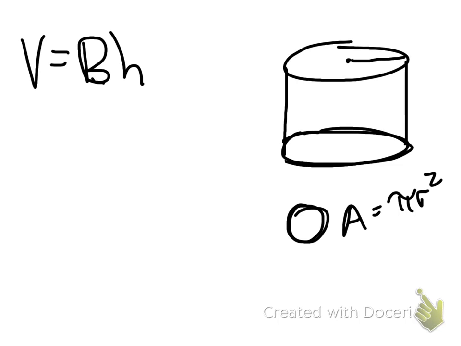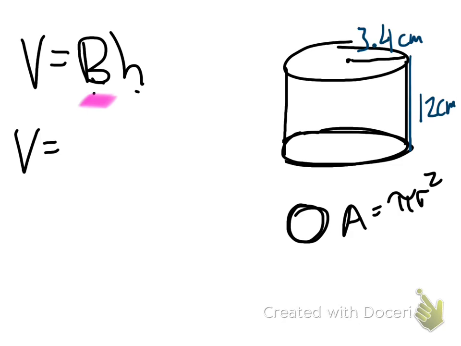So if our cylinder has a radius of 3.4 and a height of 12 centimeters, let's go ahead and plug that in and find our volume. So volume equals base area times height. For the base area, we're going to plug in our circle area formula, pi r squared.